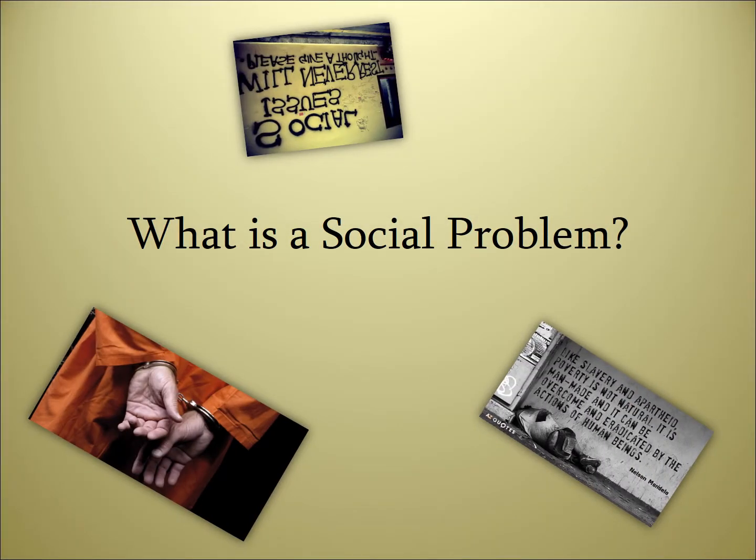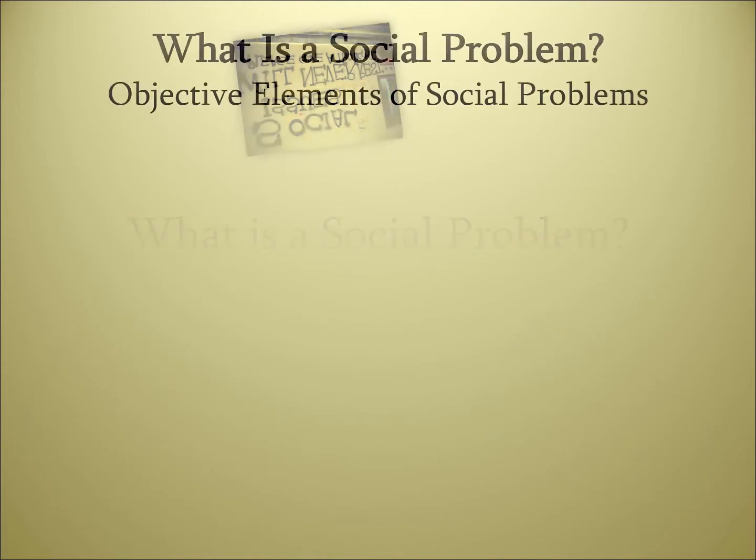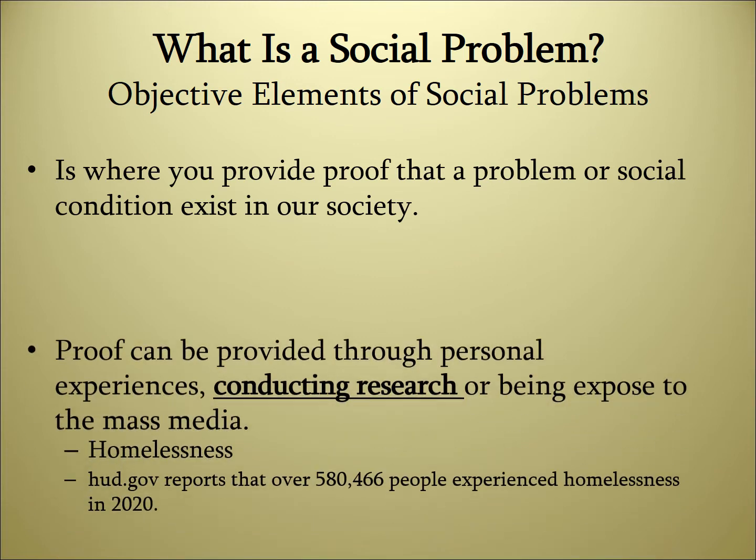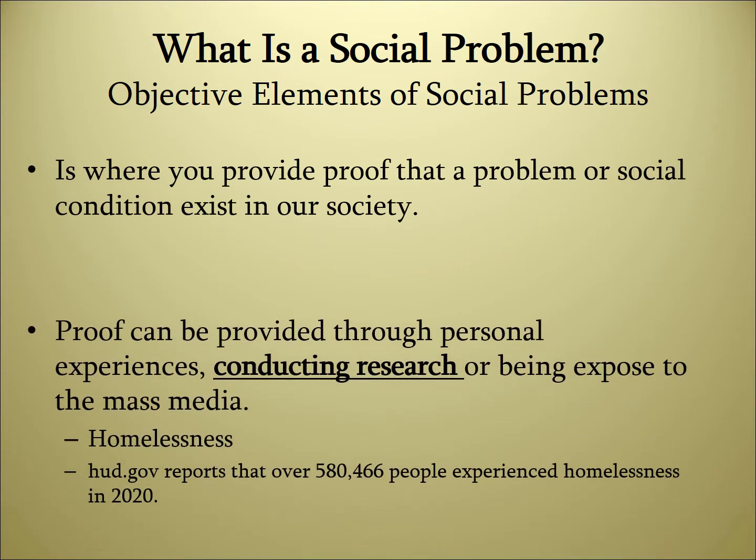All right, so we're going to talk about what exactly is a social problem. As I said before, to define a social problem, you have to differentiate between the objective element as well as the subjective element. Now, the objective element is where you provide proof that a social condition or a problem exists in our society. Proof can be through personal experience, through conducting research, or being exposed to the mass media. You could watch TV and be aware of certain problems within our society. You can watch videos or whatever the case may be.